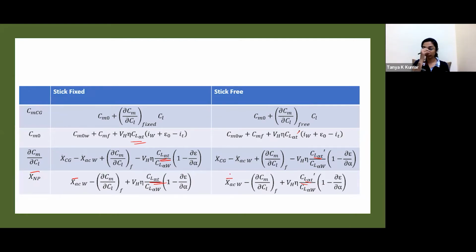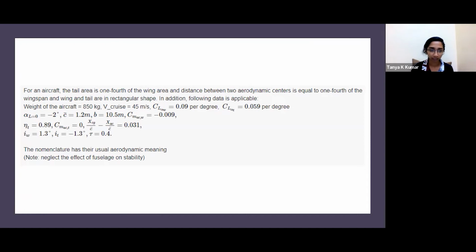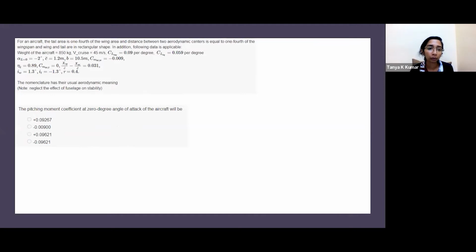So now we move to the questions of assignment 6. This was the first question. For an aircraft, the tail area is 1/4 of the wing area, and the distance between the two aerodynamic centers is equal to 1/4 of the wingspan, and the wing and tail are rectangular in shape. In addition, they have given the following data: the weight of the aircraft, cruise velocity, CL alpha tail, tail efficiency factor, and all of the other parameters. The first question is the pitching moment coefficient at 0° angle of attack.